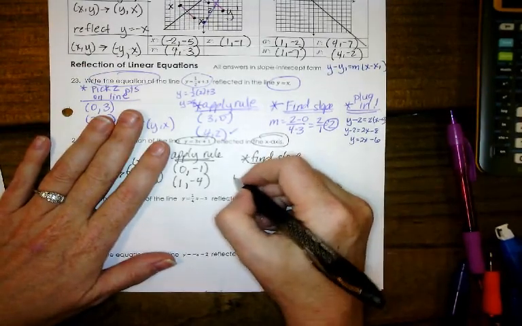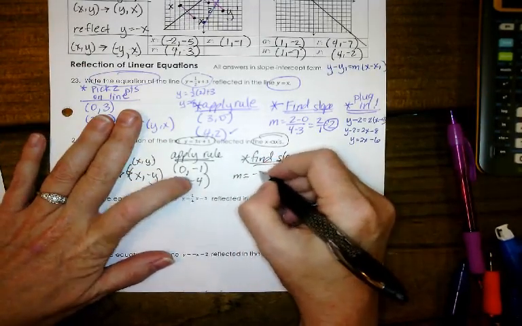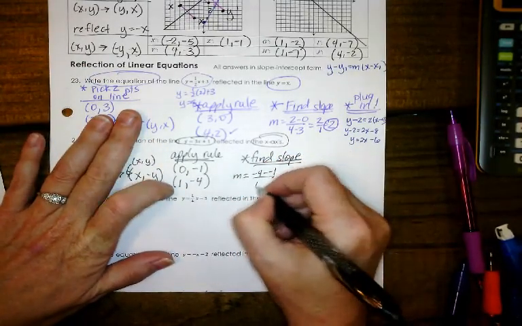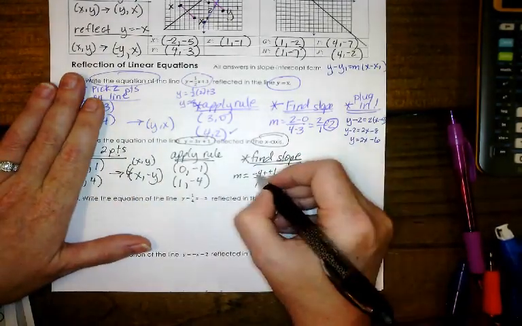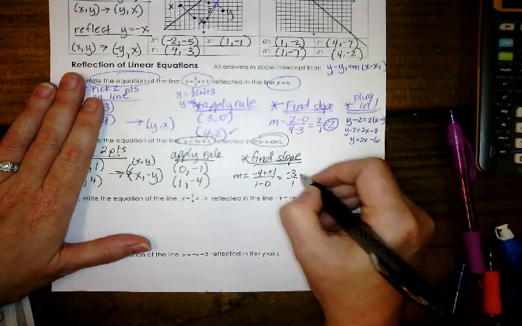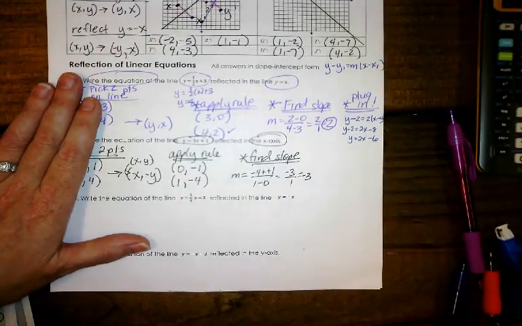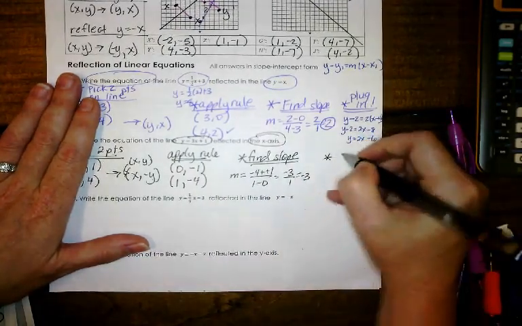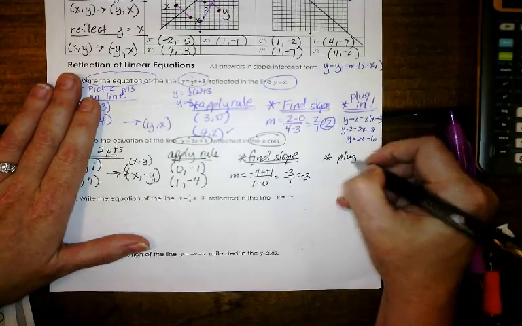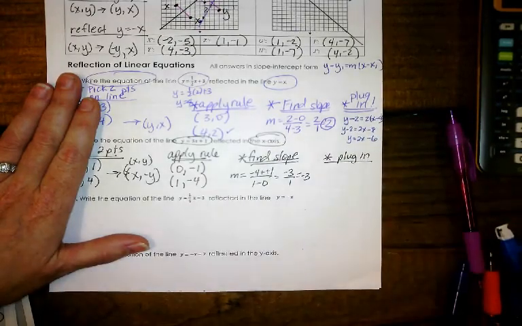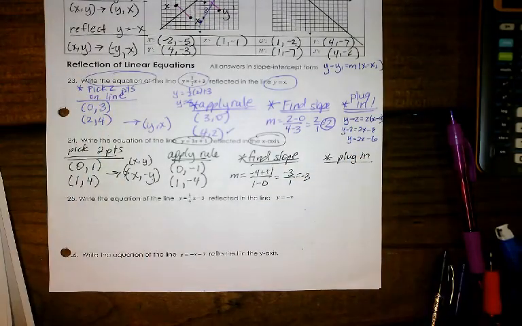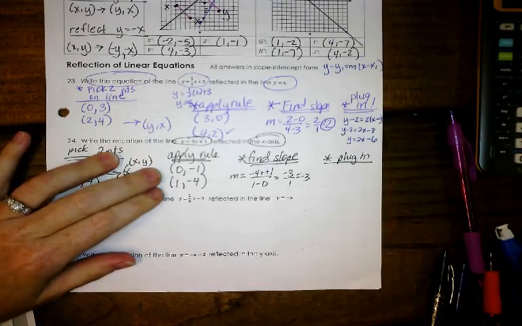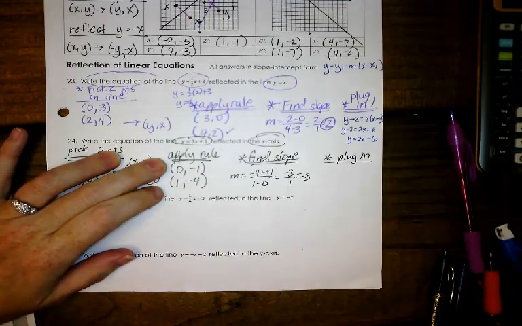And then your last step to your equation is plug in your slope and your point. So I'm just going to pick a random person here. Zena, which of these points would you like to use? 0, negative 1, or 1, negative 4? She wants to use 1, negative 4. So I'm going to plug in to my point slope equation, y minus negative 4, plug in my slope, and then x minus the x.